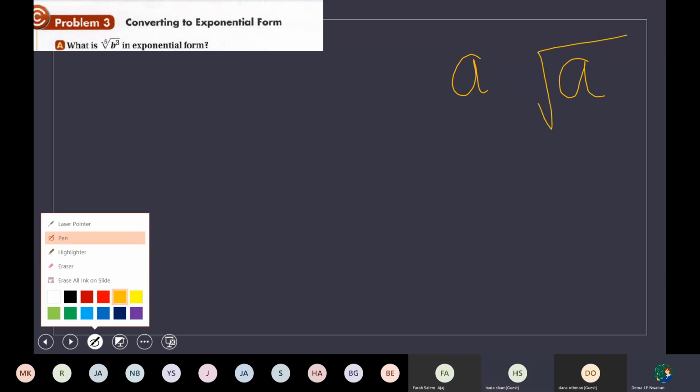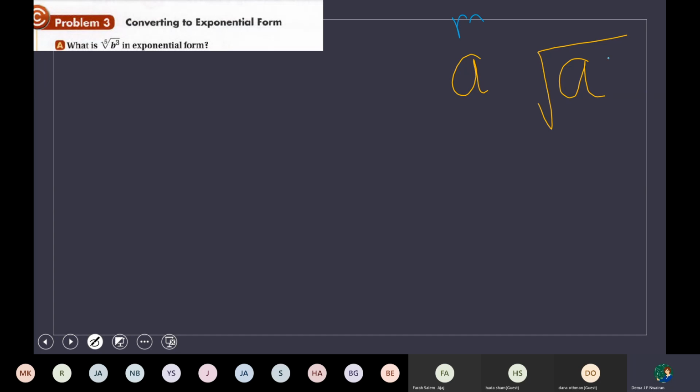Now here in problem number 3, we have to do the opposite. Here you have a radical. I want you now to write it in exponential form. We said if we have a, if we have m, it will be down.